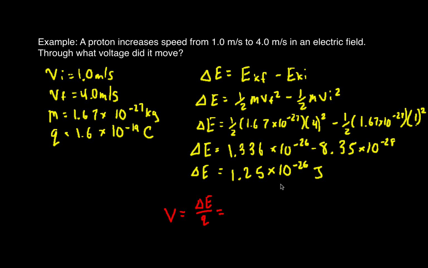Which equals 1.25 times 10 to the negative 26 divided by the charge, which is 1.6 times 10 to the negative 19. This gives us a voltage equal to 7.8 times 10 to the negative 8 volts.